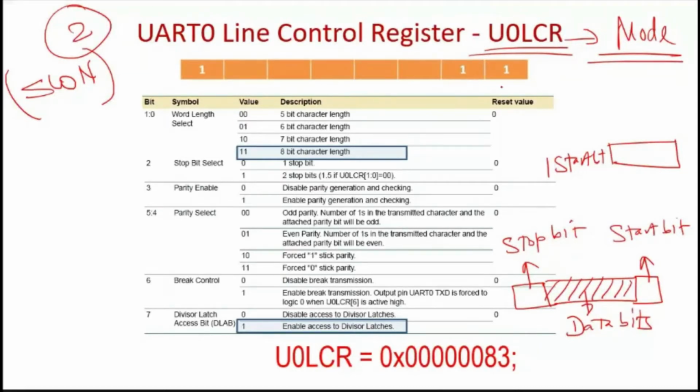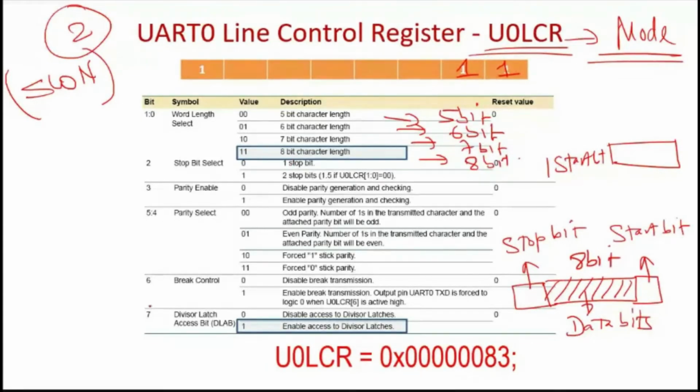The first 2 bits: if it is 0, 0, then it is 5 bit UART. If it is 0, 1, it is 6 bit UART. If it is 1, 0, it is 7 bit UART. If it is 1, 1, then it is 8 bit UART. So this is what we are using. So for 8 bit UART, I put the first 2 bits as 1, 1. That is something that you have to understand.